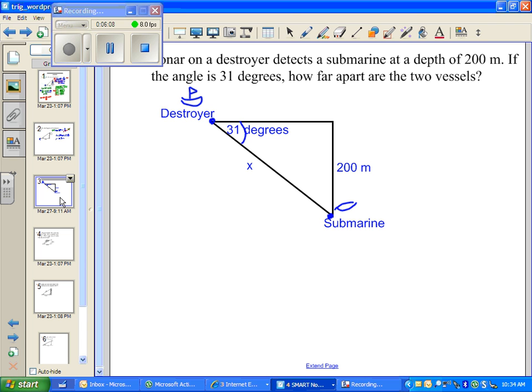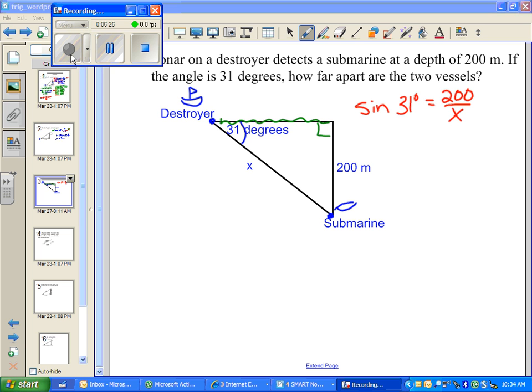The ocean is at the top, and the submarine is 200 meters directly below the ocean. So that's where our right angle comes from. So you can tell me what trig function we're going to be using here: sine, cosine, or tangent. We're going to find the sine of 31 degrees because we're working with opposite over hypotenuse. 200 is across from 31 degrees, and x is our hypotenuse.